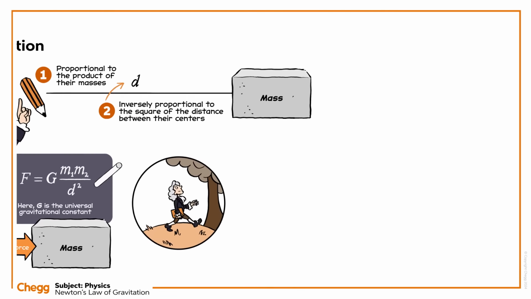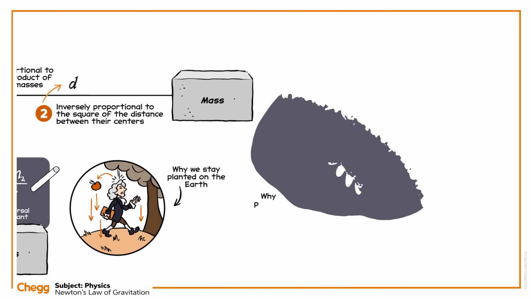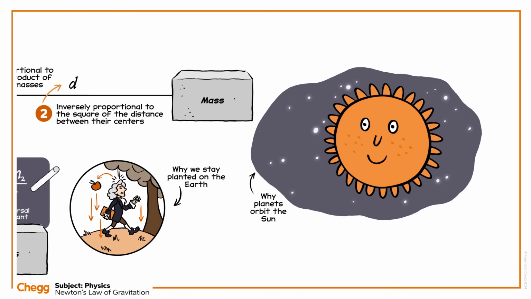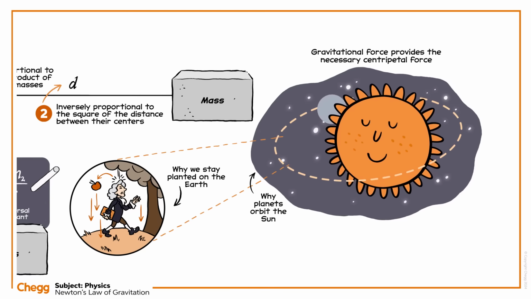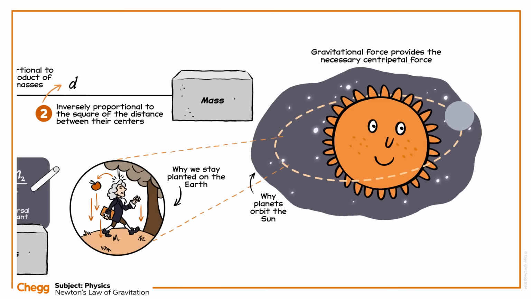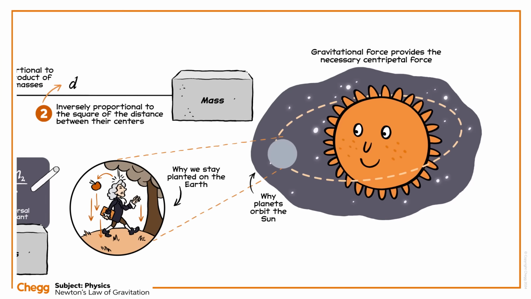Newton's law of gravitation explains why we stay planted on the Earth and why planets orbit the Sun. This gravitational force provides the necessary centripetal force. Even though gravity exists between all objects with mass, it's more noticeable when at least one has a large mass.